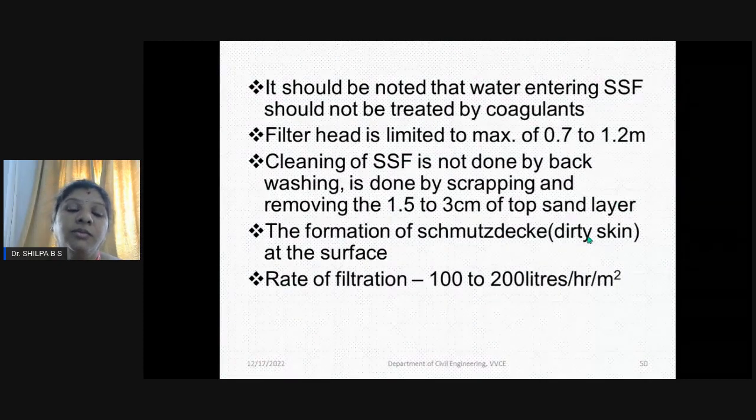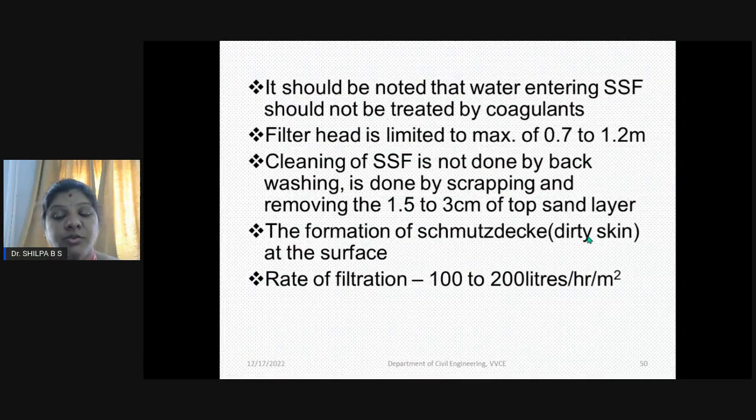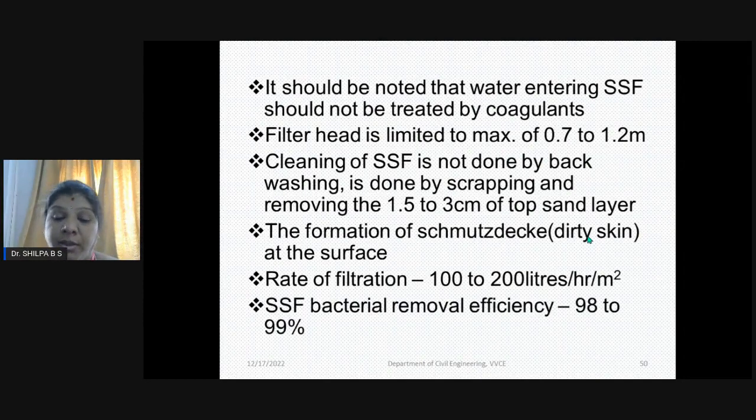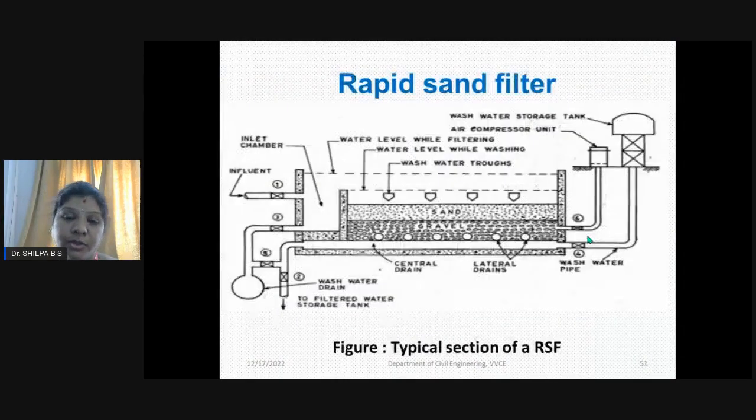The slow sand filter rate of filtration is very low. It is about 100 to 200 liters per hour per square meter. So when the quantity of water that we need to treat is small, they can adopt this slow sand filter, and the efficiency is very high. Bacterial removal efficiency is 98 to 99%.